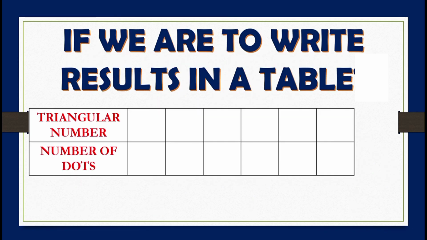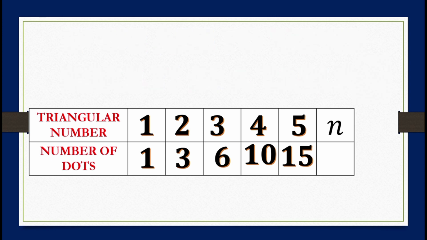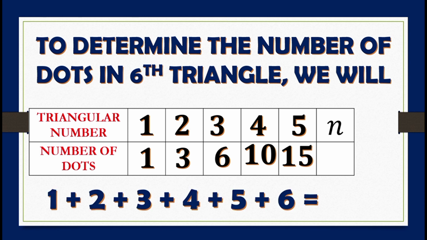Let's try to find out as we write results in a table. So our triangular numbers are 1, 2, 3, 4, 5, and even the nth term. The number of dots in our first figure is 1. For the second figure, that is 3. For the third one, that is 6. For the fourth figure, we have 10. And in the fifth figure, that is 15. To determine the number of dots in the 6th triangle, all we need to do is to add 1, 2, 3, 4, 5, and 6. And that is 21.